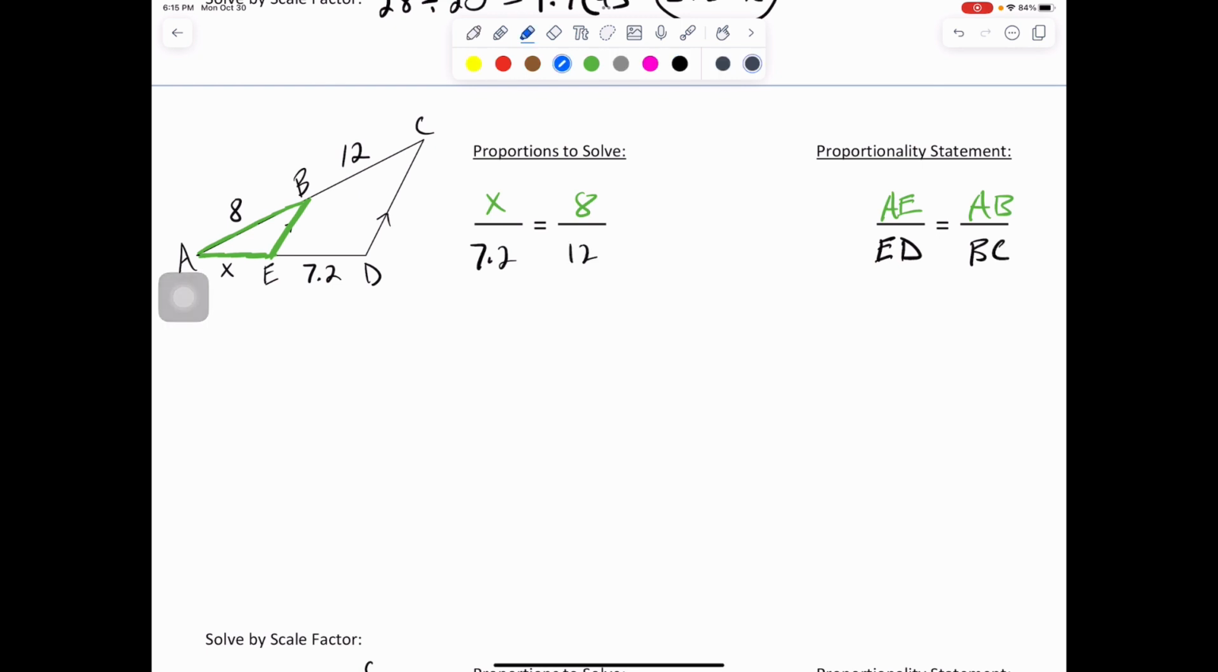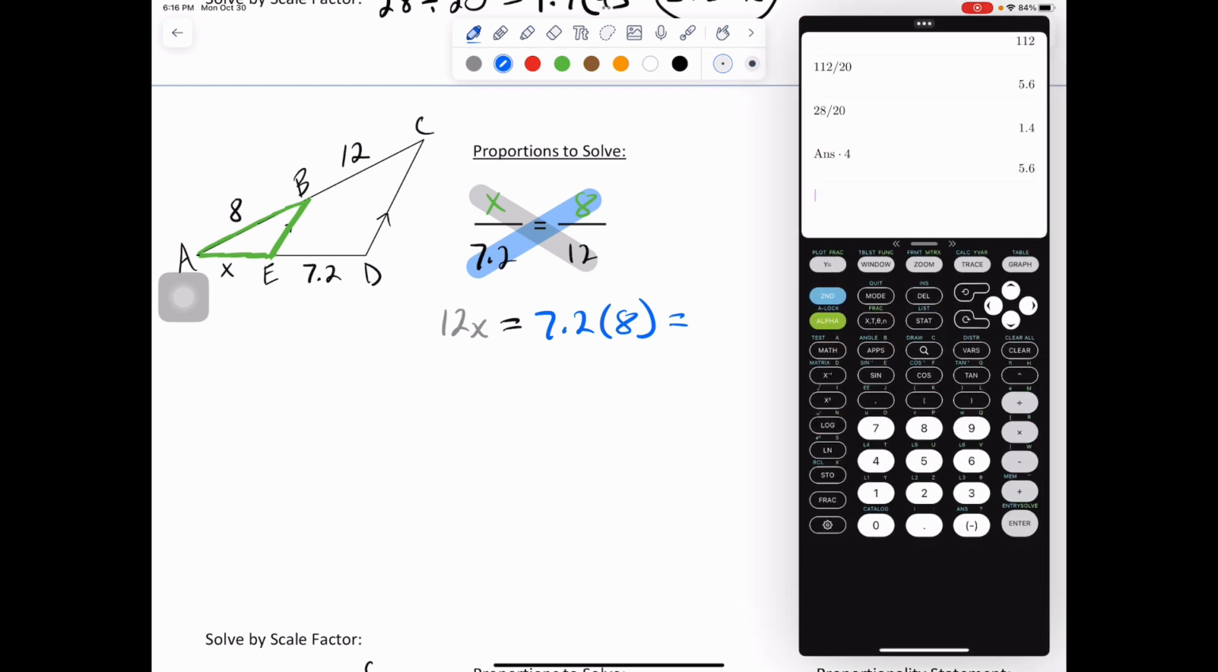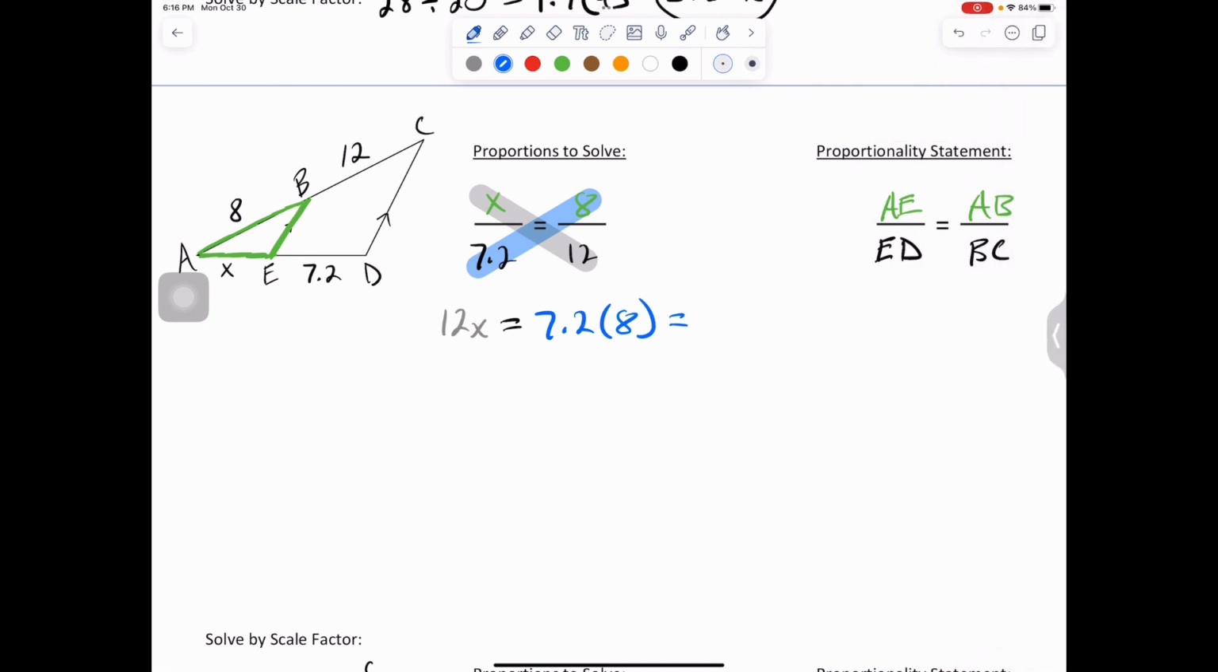And from here, yes, exactly, simply cross multiply. For continuity, I like to go gray and then blue. All right. I always like to start by multiplying to the variables. So 12 times x is 12x. We will set that equal to what's in blue, 7.2 times 8. So let's do 7.2 times 8 equals, let me get the calculator out, 57.6.